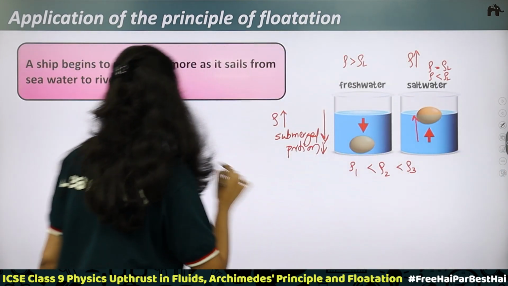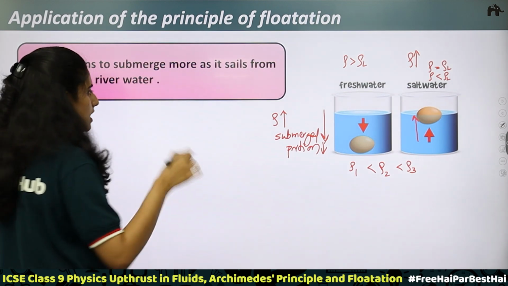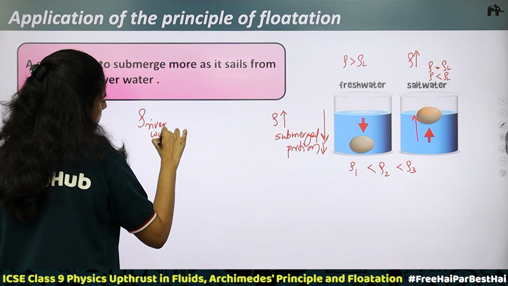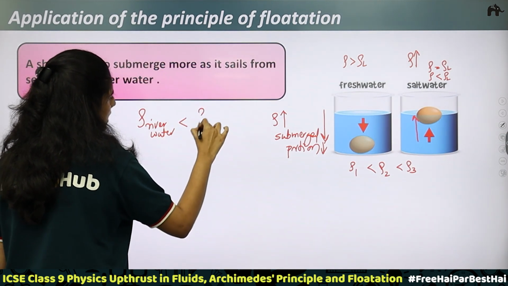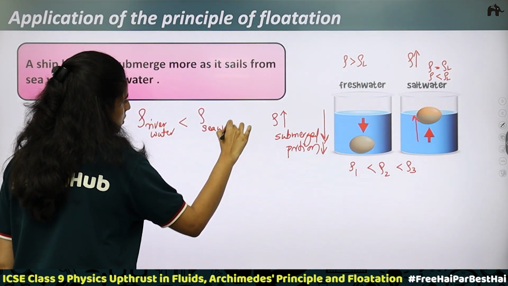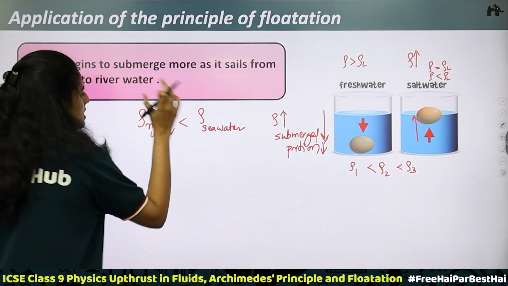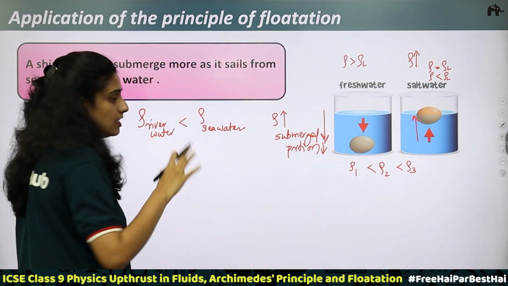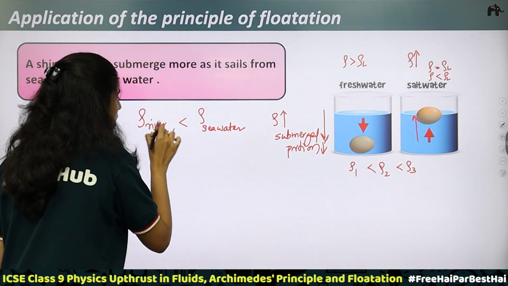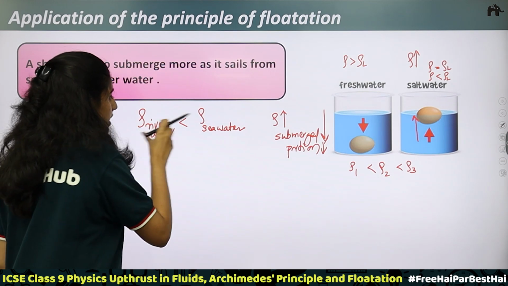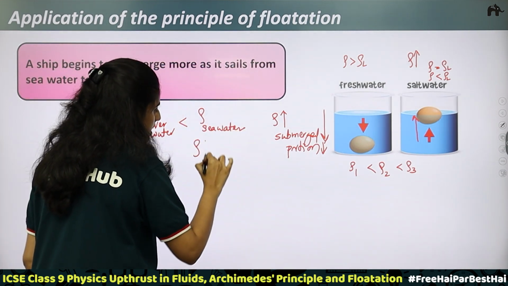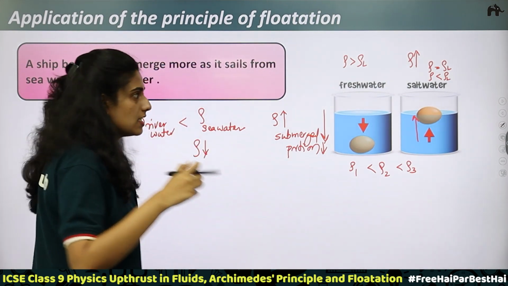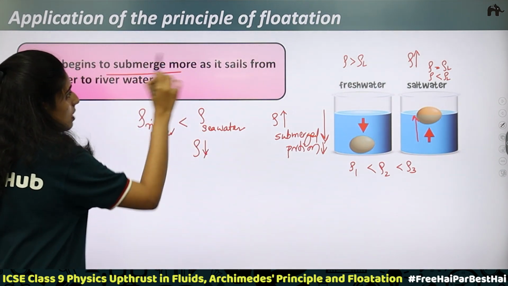So, when you take sea water and river water, where is the density higher? The density of river water is less than the density of sea water. Okay. So, initially the ship is in the sea water. So, if the body is coming from a region of higher density to a region of lower density, the density of the liquid is decreasing, what happens? The submerged portion increases, and this is why the ship begins to submerge more.